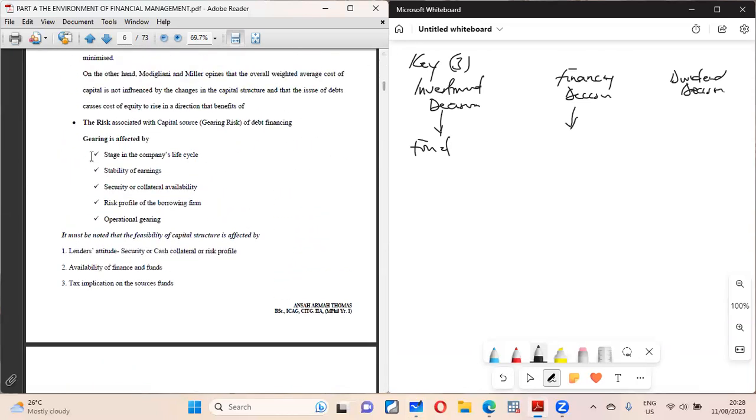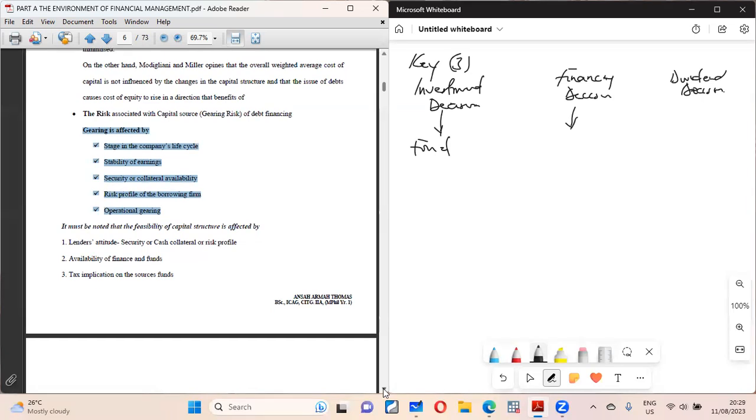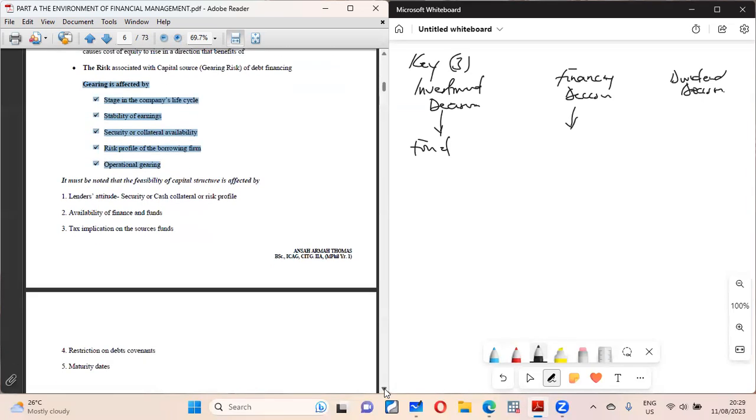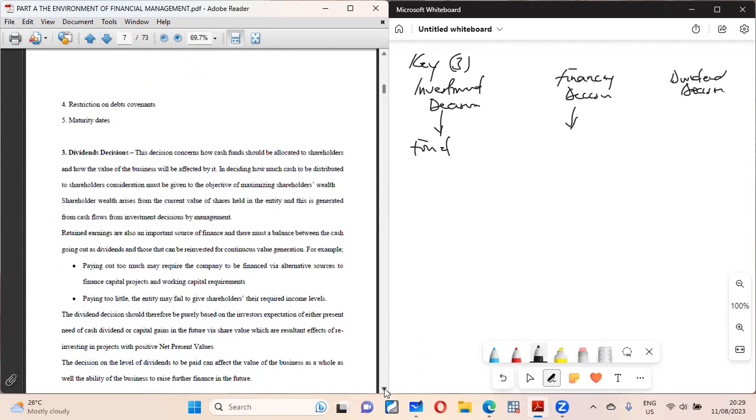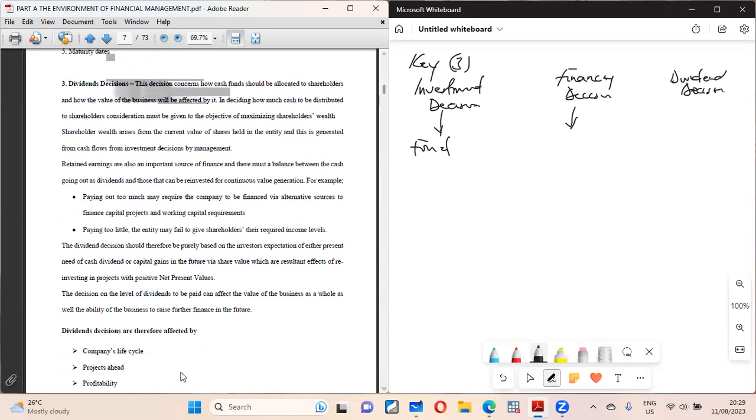Because I'm not going to, all these things are something that you should consider, all right? We will later do more of that in the sources of finance. So that's why I'm skipping certain things. All right. So the dividend decision.